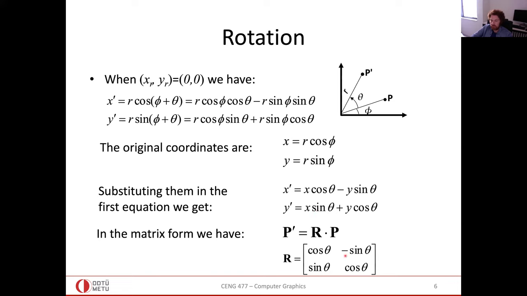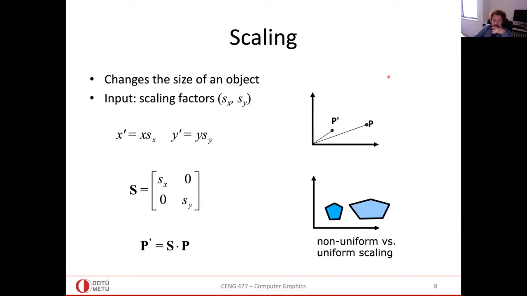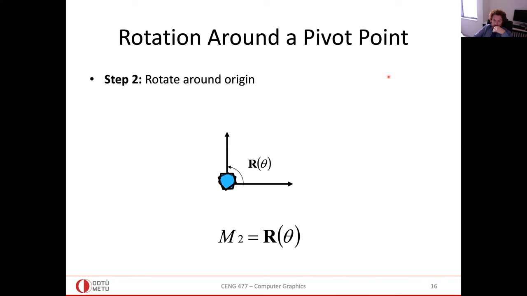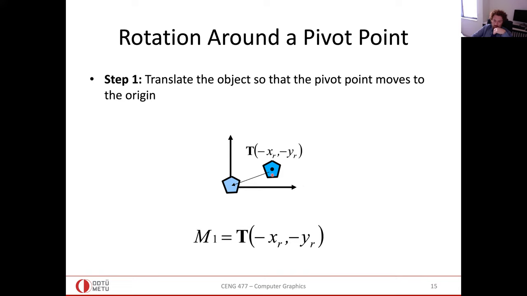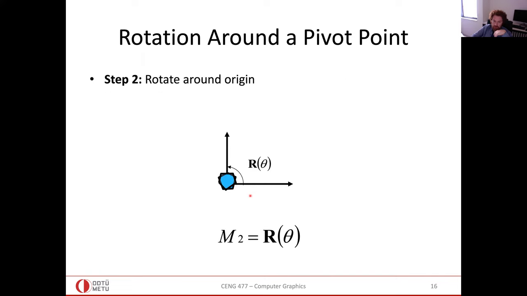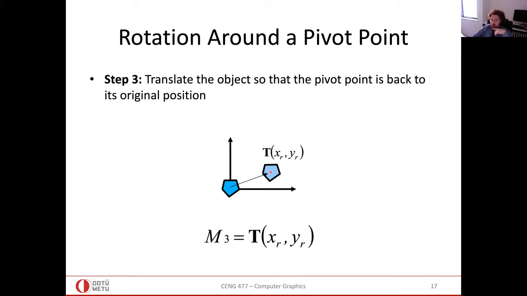But this is very cool, I can do it. To rotate around an arbitrary point, I have to move that point to the origin first, because now I know how to do my rotation. So now do the rotation with theta, which makes this upside down, and then move it back to where it was so that I have this output.